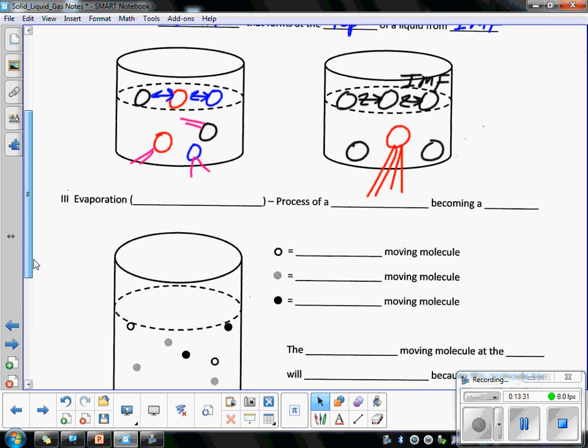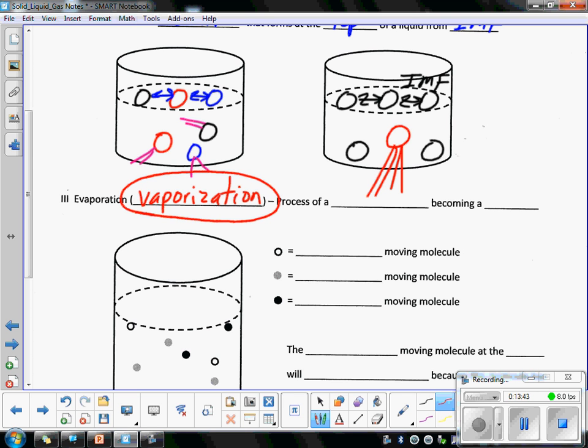So that evaporation is really called vaporization, and this really is the word you should use whenever you're talking about a liquid going to a gas. You should use vaporization, not evaporation. But it's the process of a liquid becoming a gas.